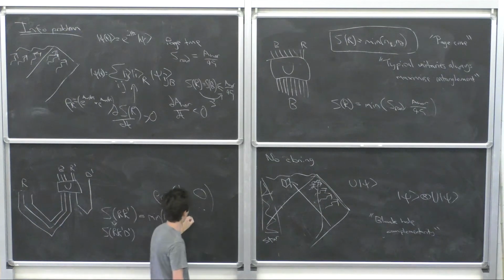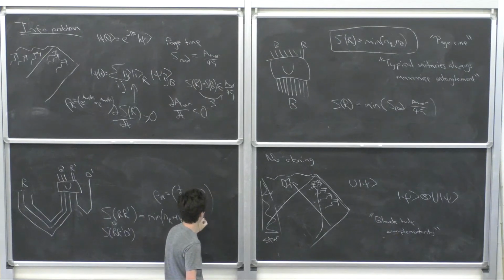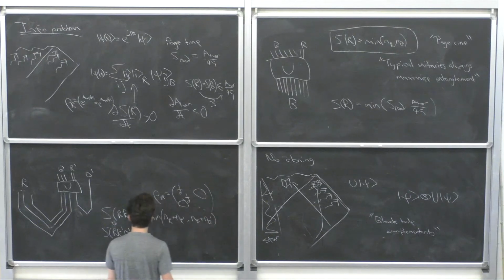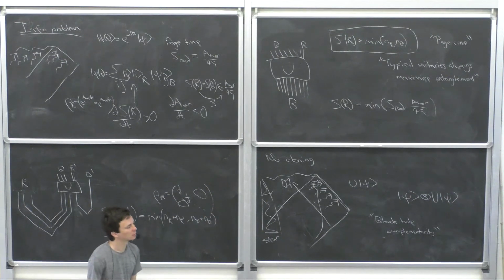And it has to be smaller than the number of qubits in D plus the number of qubits in D prime. Sorry, it looks like there is a question in the chat.